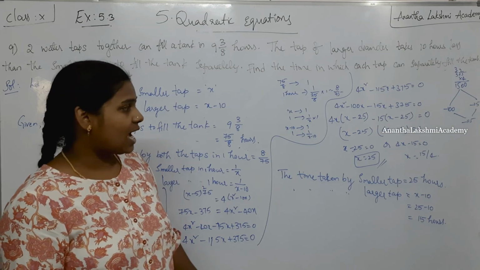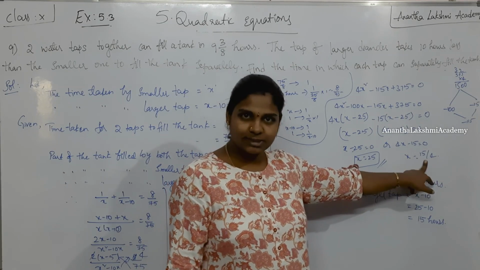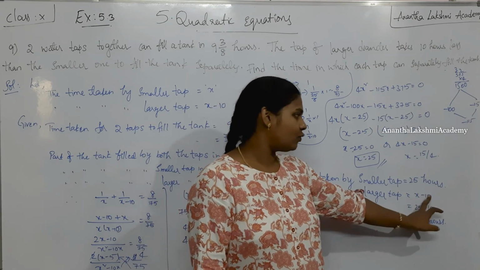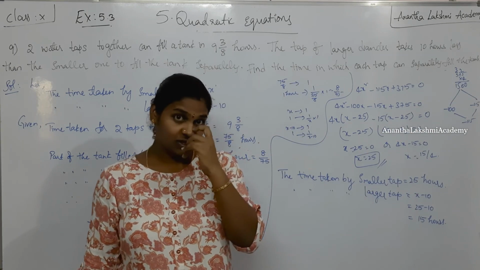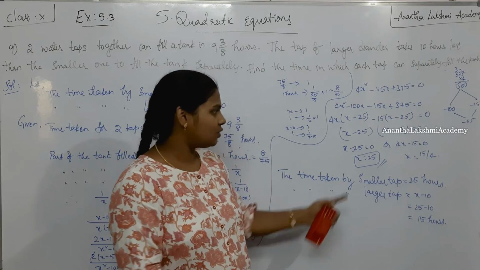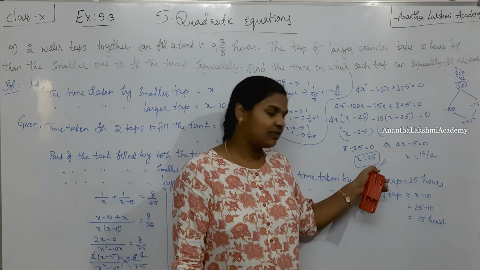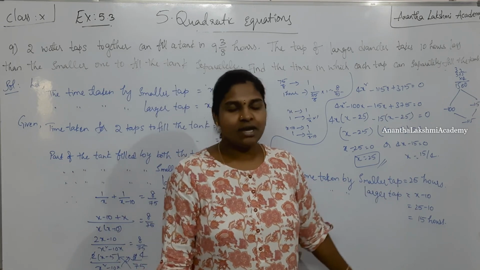Now, if you ask me why we were not taking the 15 by 4 value, this is also positive, time can be fractional. But if you consider the larger tap, 15 by 4 minus 10 becomes 15 minus 40 by 4, which turns out to be negative. So we are not going to take that value here. We will be considering the natural number for the value of x, and hence the solutions are 25 hours and 15 hours.